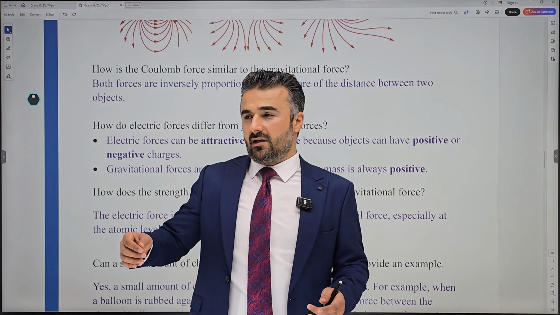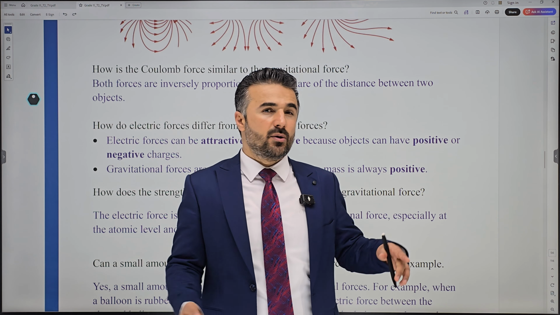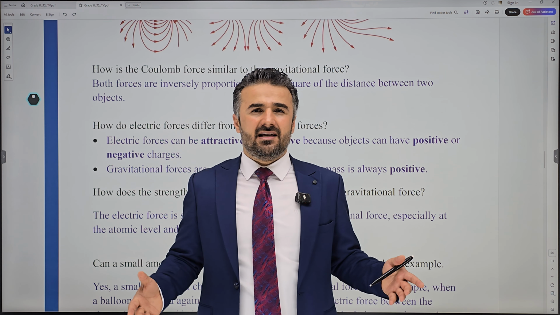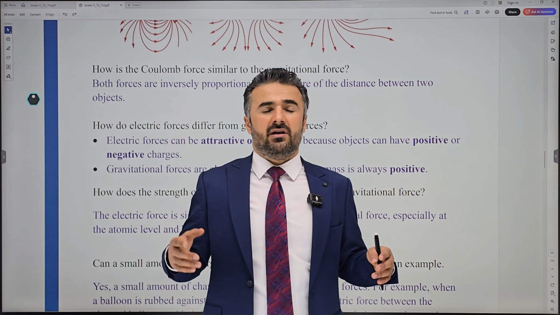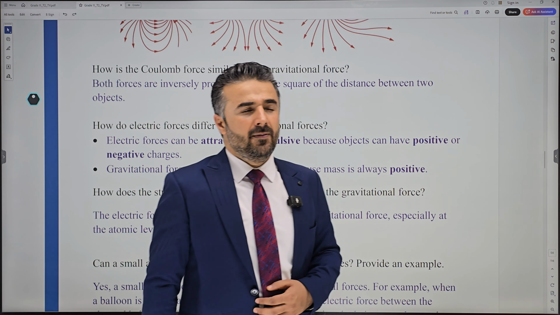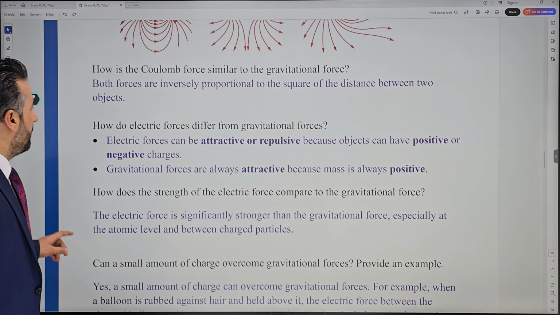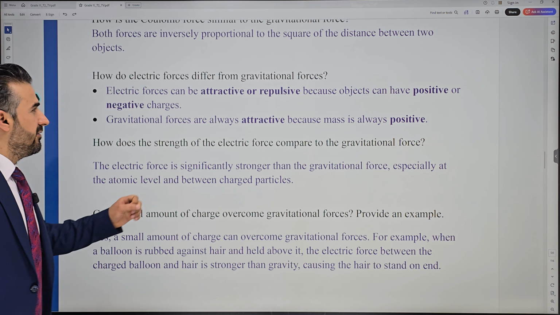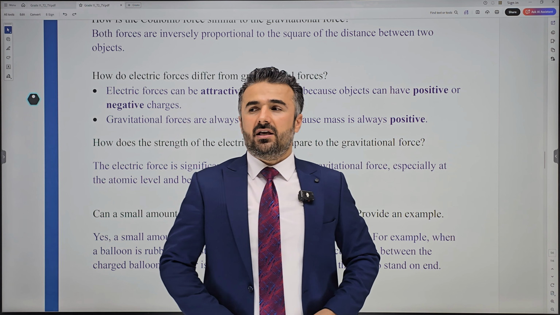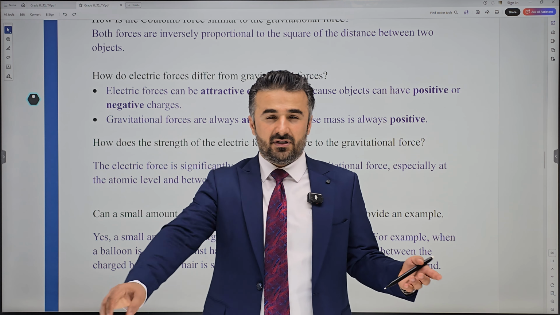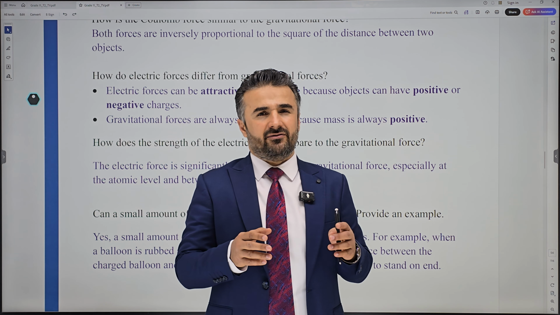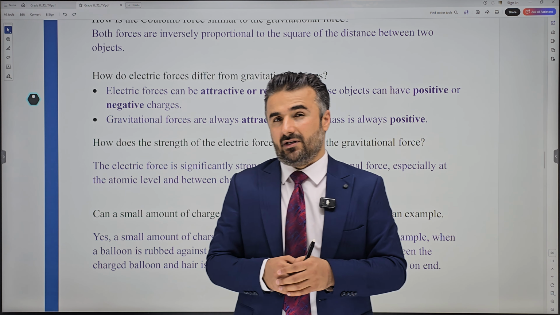Electrical force is basically the force between charges, but gravitational force is the force between masses. The similarity is that both are inversely proportional to the square of the distance. How does the electric force differ from gravitational force? Electric force could be attractive or repulsive, and it is between two charges. But gravitational force is only attractive, and it is between masses.